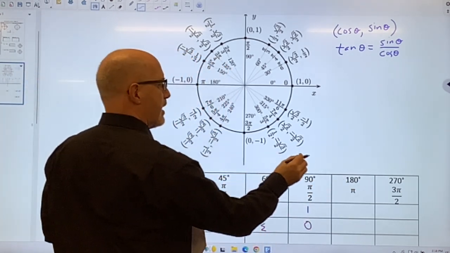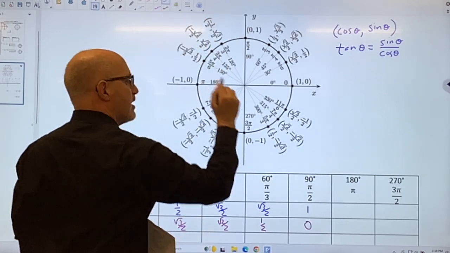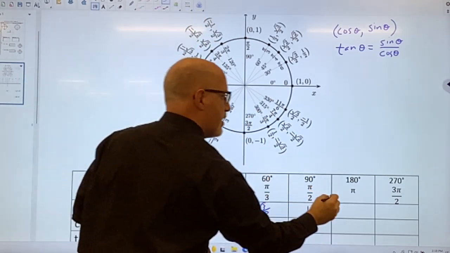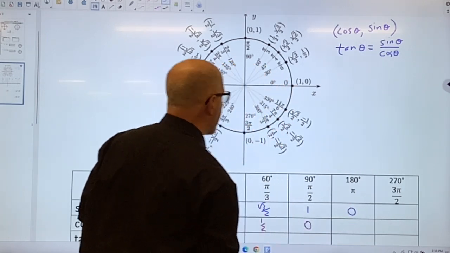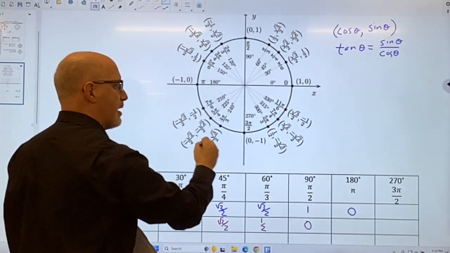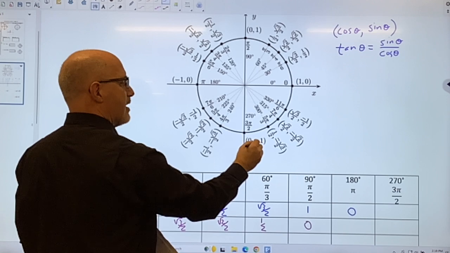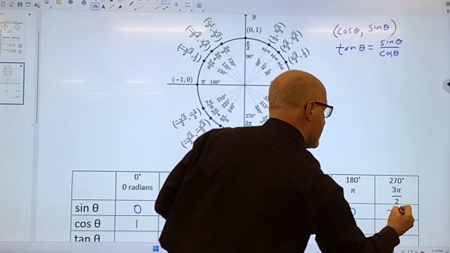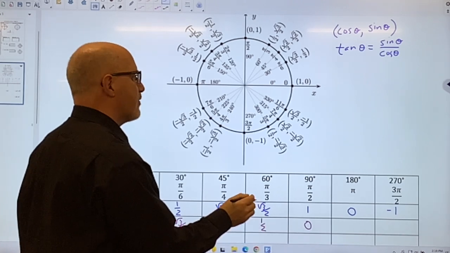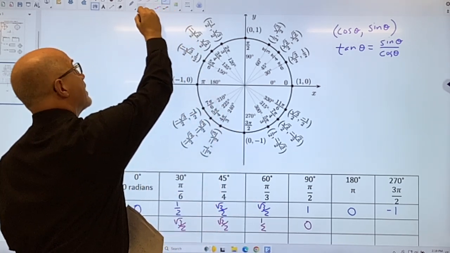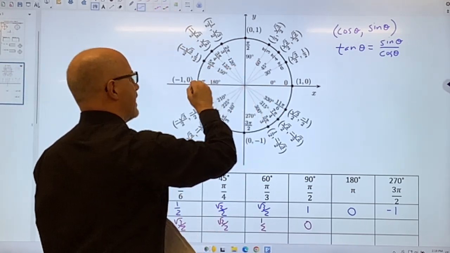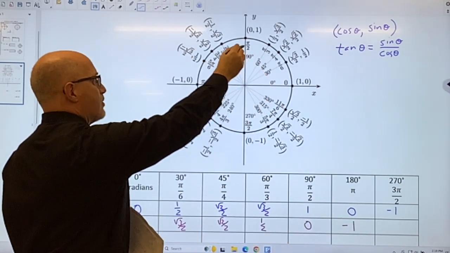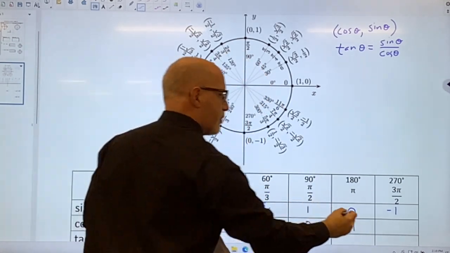So if I go to 180 degrees to fill in sine, out here at 180 degrees, we'll put in 0. And if we come down here to sine of 270, that's the y value of -1. So we fill those in. And then if we do the cosine, cosine of 180 degrees is -1. And then the cosine of 270 is 0.